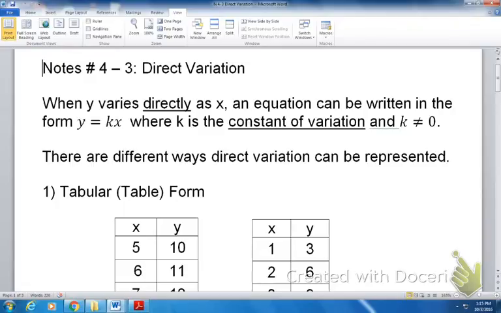For 4.3, we're talking about something called direct variation. It's kind of a weird explanation, but I promise you we've been kind of doing this already. When y varies directly as x, and guys, the order that that's set in is very important, an equation can be written in the form y equals kx, where k is the constant of variation and k cannot be 0. There are different ways to do direct variation and the ways it can be presented.